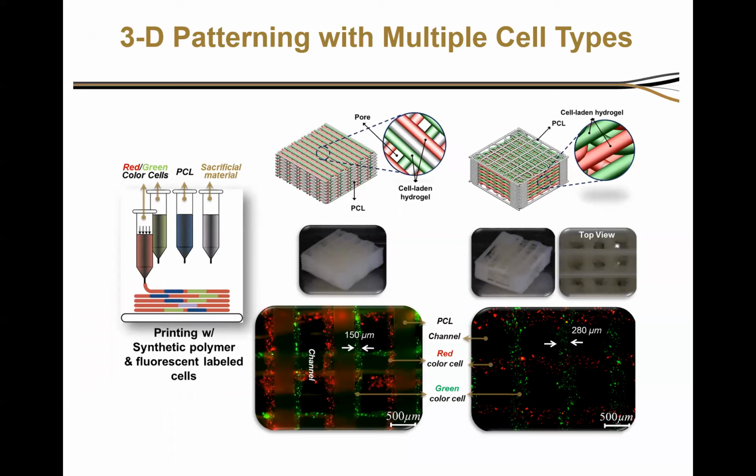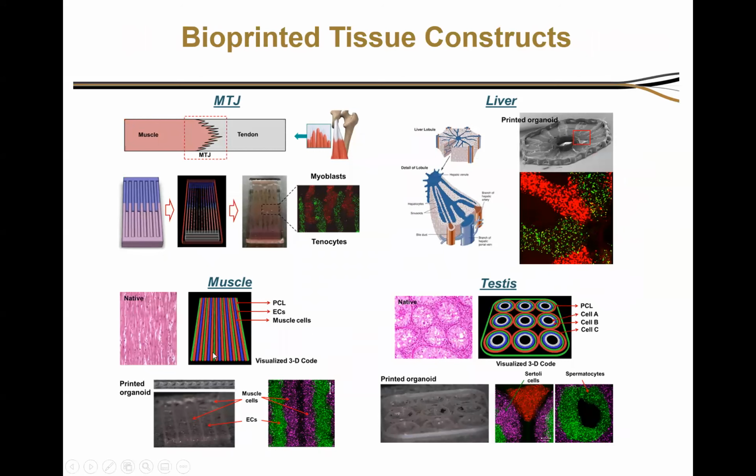This slide shows that you can have many different types of constructs with the PCL as an internal support, or as seen here, you can print 2 different cell types, one labeled red fluorescence, another labeled green. And you can see that the PCL is internal to the construct. The other construct you can see on the right side has the cells internal and external support of the PCL. You can print many different types of tissues and structures. You can see here a muscle, testes, liver, with multiple different cell types.